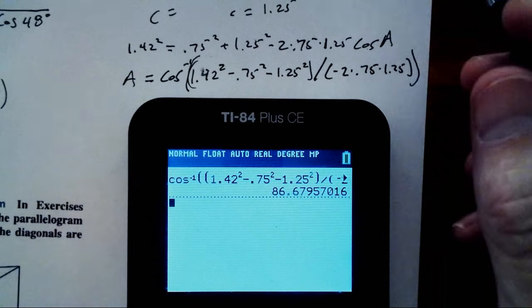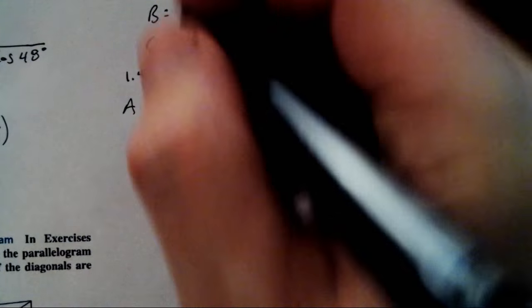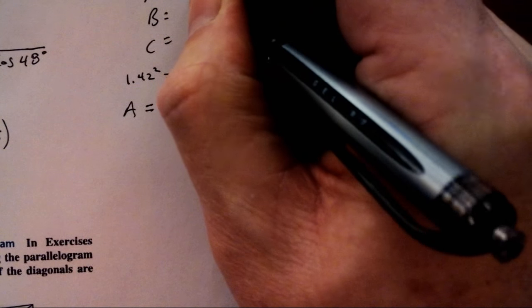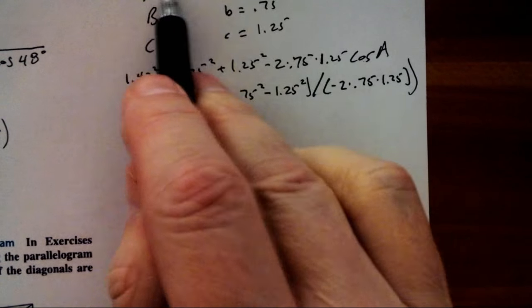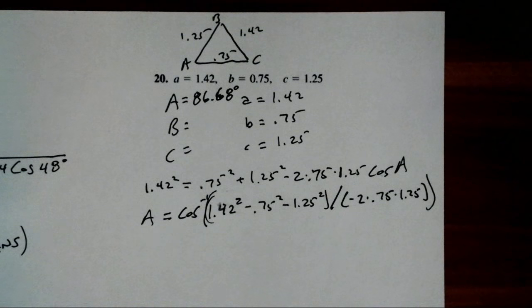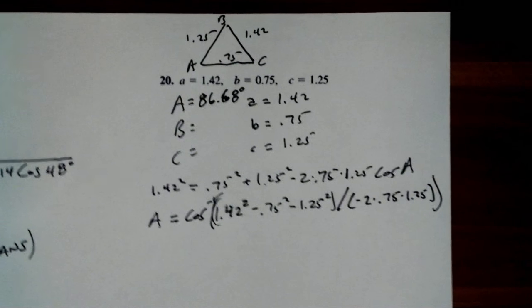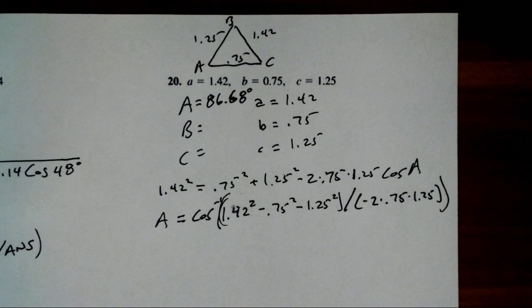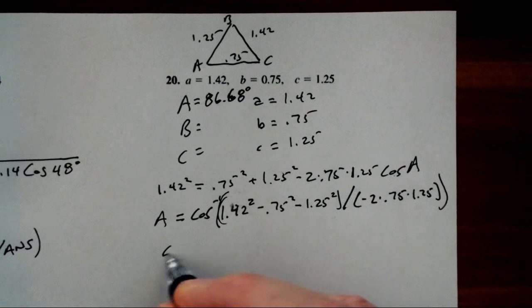Now we're going to go 86.68. So A is 86.68. I just went an extra decimal because they were working in 2 decimals here. And now we can find either B or C, but I'm such a creature of habit that if I'm going to use sine, I'm going to go for the smallest angle. I'm going to find angle B.